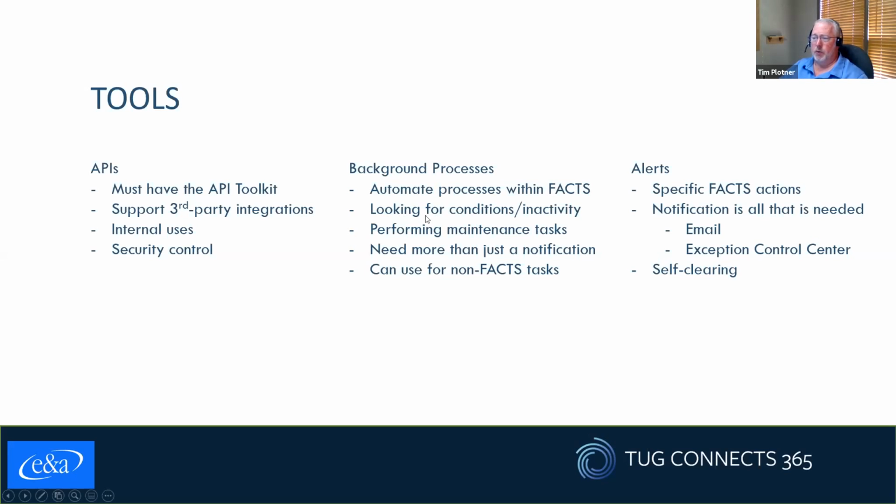Often a background processor will be out looking for a condition or lack of activity, finding that situation and doing something as a result of it. For example, a background processor might go look at all of your sales orders that have had no activity on them, that are still open and have been open for longer than a year. It would then do something with that, generate a list of them, send some information.